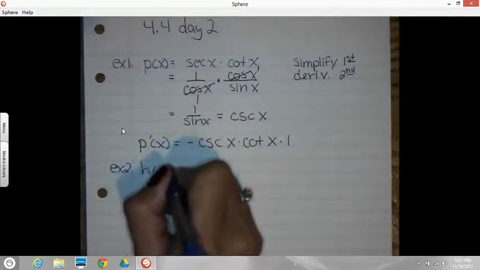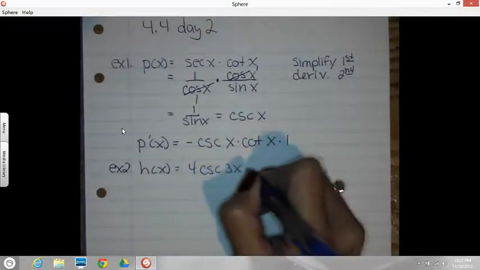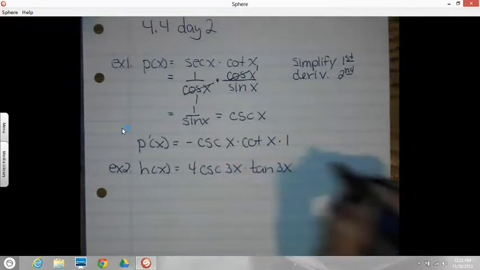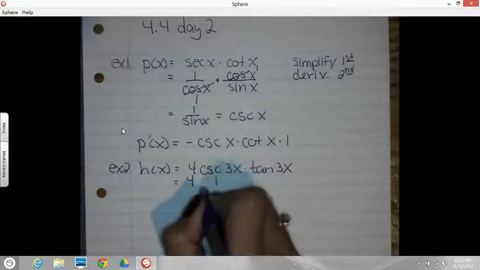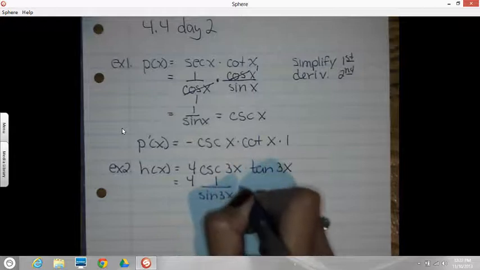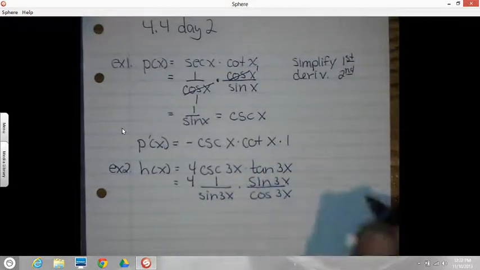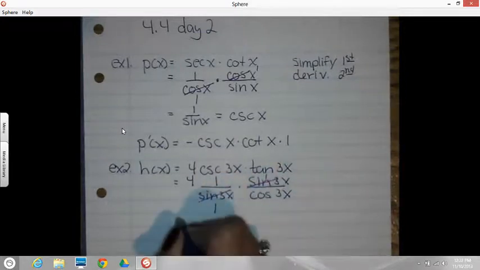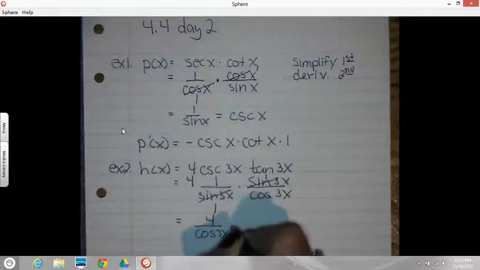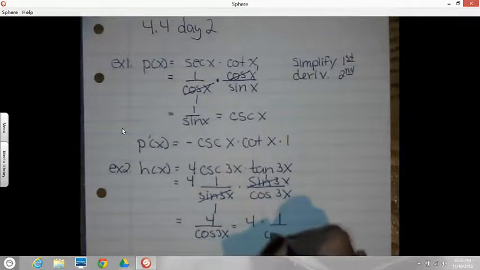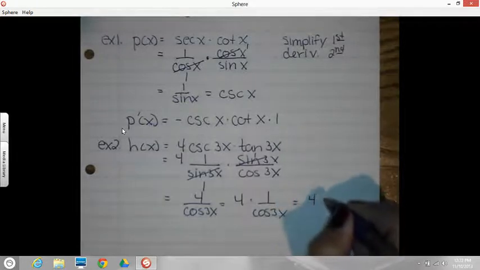H of x equals 4 cosecant 3x times tangent 3x. So simplify first. Change everything to sines and cosines. See what happens. So the 4 stays. Cosecant is 1 over sine. Tangent is sine over cosine. The sines will cancel. We are left with 4 over cosine. Think of that as 4 times 1 over cosine, and 1 over cosine is secant. So what we have is 4 secant 3x.